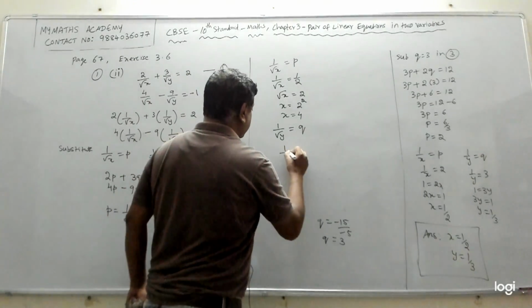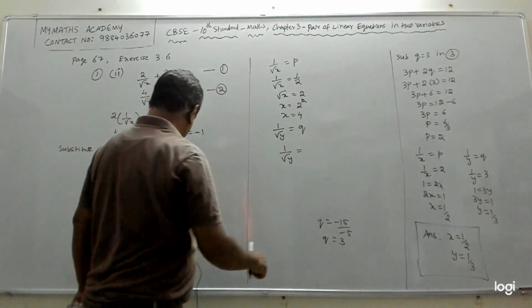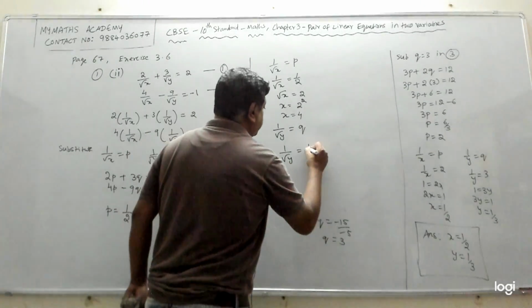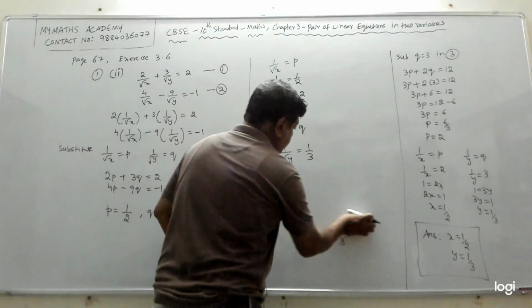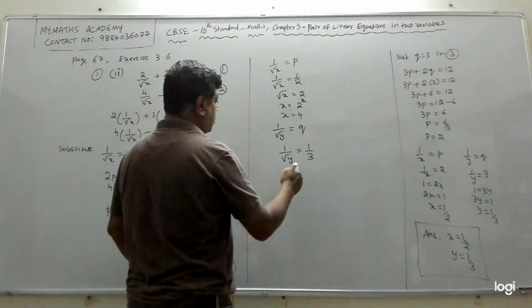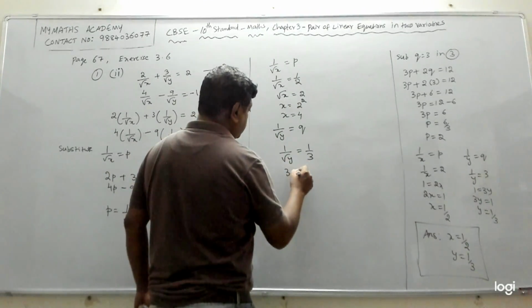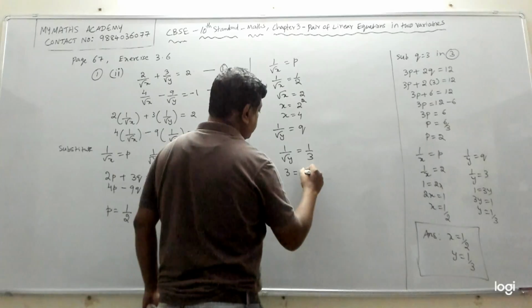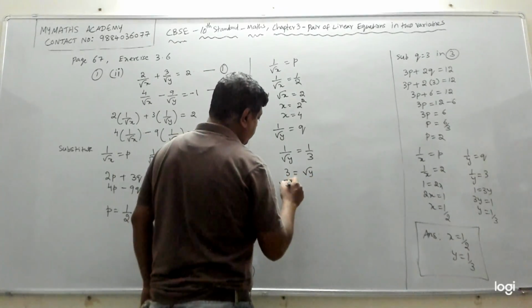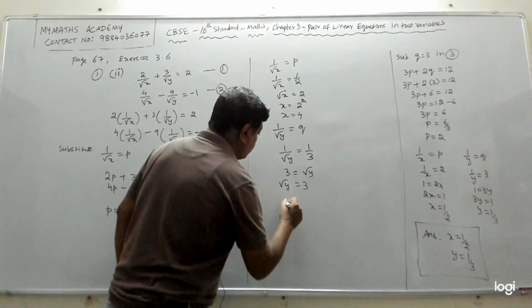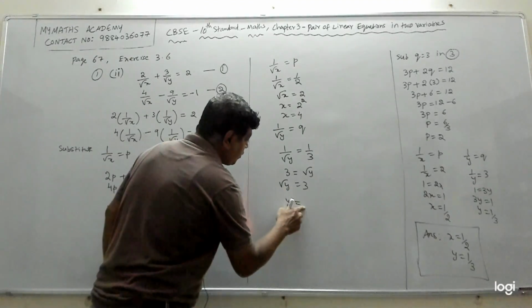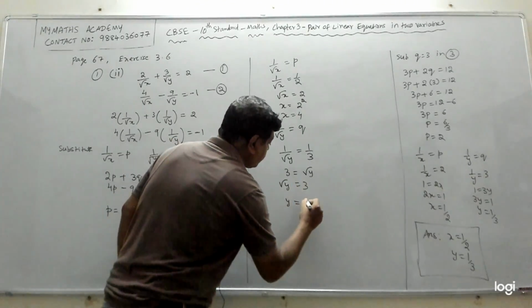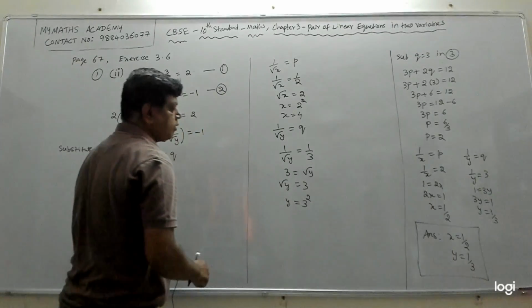So 1 by root y is q. Q is what? 1 by 3. So put 1 by 3. Right? Then cross multiply. So you'll get 3. 1 into 3 is 3 equal to root y into 1 is root y. So which means root y equal to 3. Then y becomes this square. If the square root goes this side, it will become square. It will become 3 square.